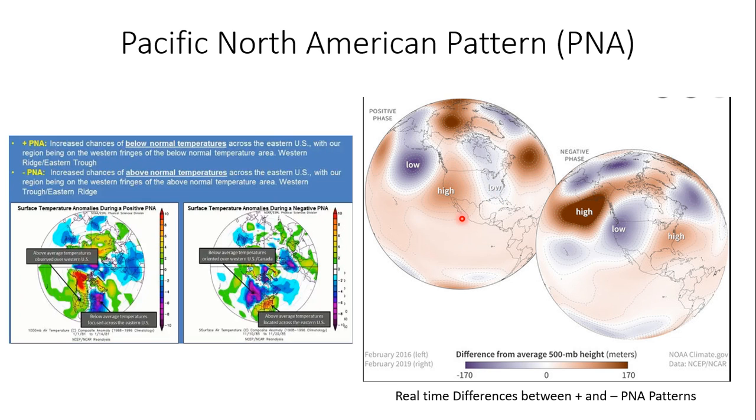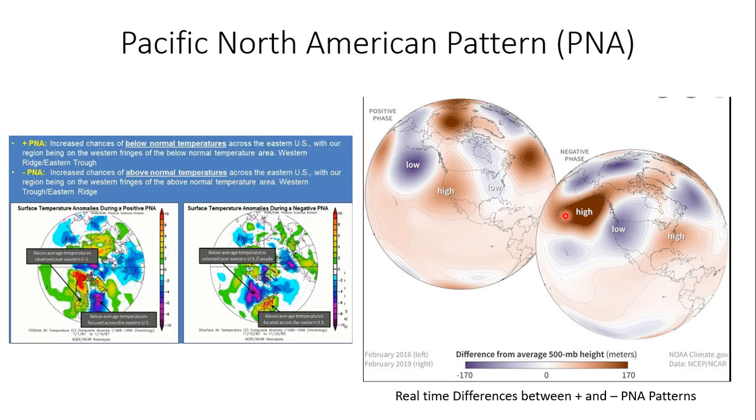This occurred in February of 2016. That's this map here. Now, what happened in February 2019 on the right? We got an upper level ridge into the Gulf of Alaska. This is a negative phase of the PNA. That upper level ridge was basically over the same location that this trough was in the Aleutian Islands during the positive phase of the PNA.